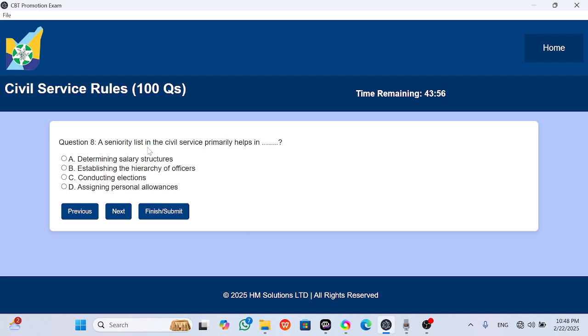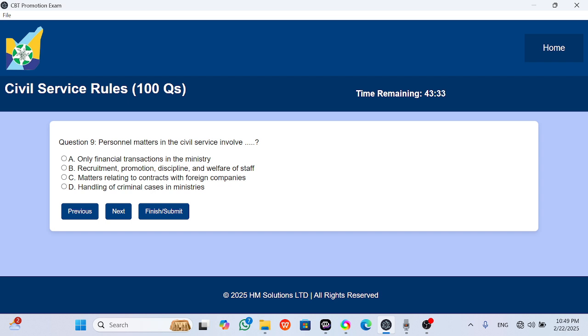A seniority list in the civil service primarily helps in what? A, determining salary structure. B, establishing the hierarchy of officers. Then C, conducting elections. Then D, assigning personal allowance. Let's say B, for example. Let's take 2 more to make it 10.